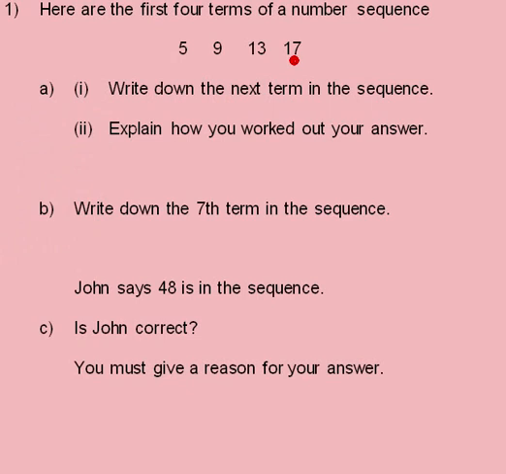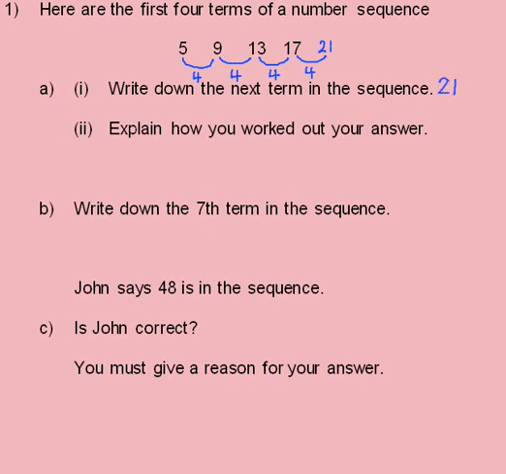If I look at the number sequence, I can see that to get from 5 to 9, I add 4. From 9 to 13, I add 4. And from 13 to 17, I add 4. So the next number in the sequence must be 17 add 4, which is 21.